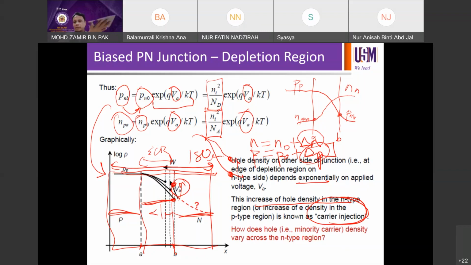So what happens to the minority carriers within this 179 micron? That is the next thing that you have to learn. How does the minority carrier density vary across the entire region? What happened here?